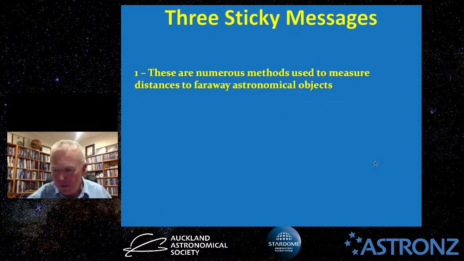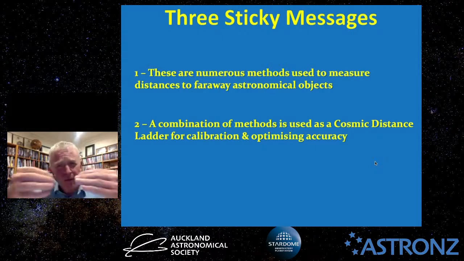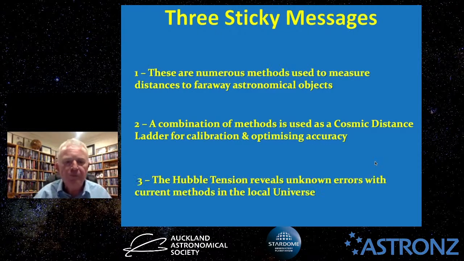So let's go over some sticky messages now. One, what are you going to tell people? What are you going to think tonight when you close your eyes in bed? There are numerous methods used to measure distance to faraway astronomical objects. We've just reviewed a small number today. There's loads of different methods. And no one method is a perfect match. No one method does the whole lot. They've all got errors. And it's a combination of the methods that is used as that cosmic distance ladder for calibration and trying to optimize the accuracy the best way they can. And the third message is the Hubble tension reveals unknown errors with current methods in the local universe. So those are your three messages.